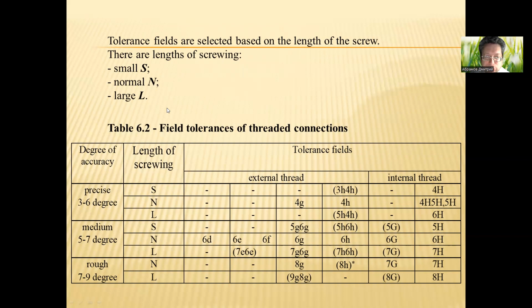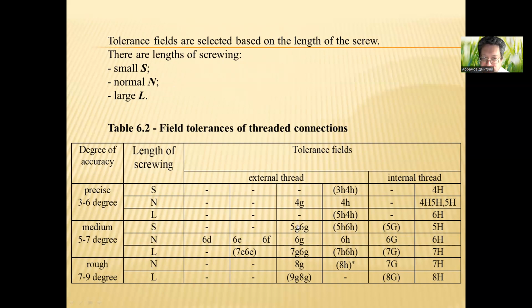Table 6.2, fields of tolerances of threaded connection. You can see degree of accuracy, intervals of degree from 3 to 6, from 5 to 7, and from 7 to 9. Length of screwing, as you can see, small S, normal N, and large L. Again, small, normal, large, and normal and large. And tolerance fields that can be used for external thread and for the internal thread.